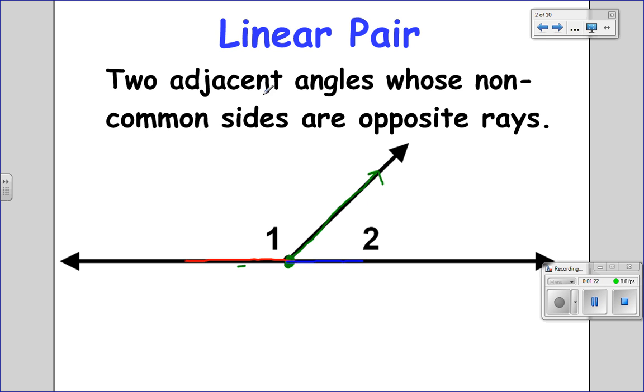So a linear pair is two adjacent angles whose non-common sides are opposite rays. If you look at this side, it's red, and this side, that's blue. They are opposite rays because they come from this vertex, and they go opposite ways, forming a straight line. So a way to remember linear pairs: it's two angles, hence a pair, that form a line, linear.